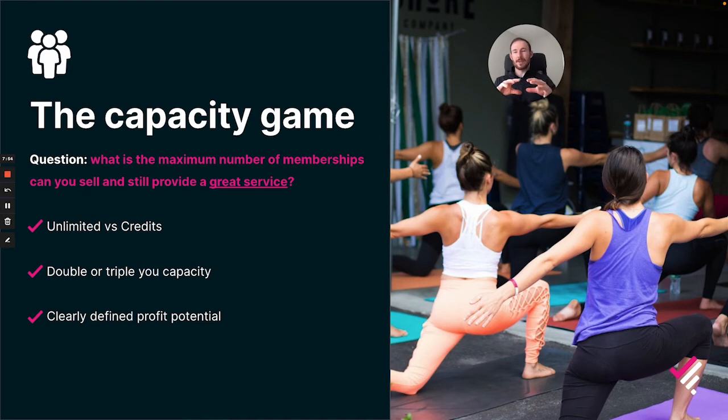So really what this comes down to is unlimited versus credits. Do you want them to have unlimited credits, or do you want them to have set credits? Okay, unlimited means you don't know how many sessions you need weekly. You don't know how many you need to put on, because anybody can go to as many as they want at any point. They can cancel whenever they want, which isn't conducive to us knowing our numbers.